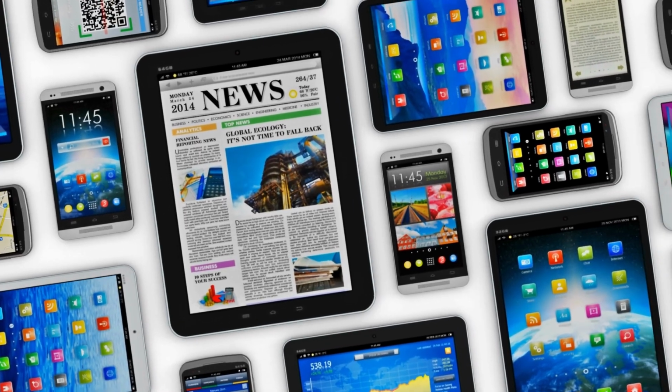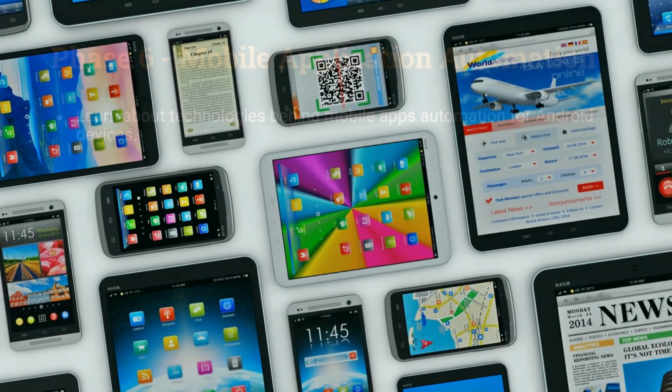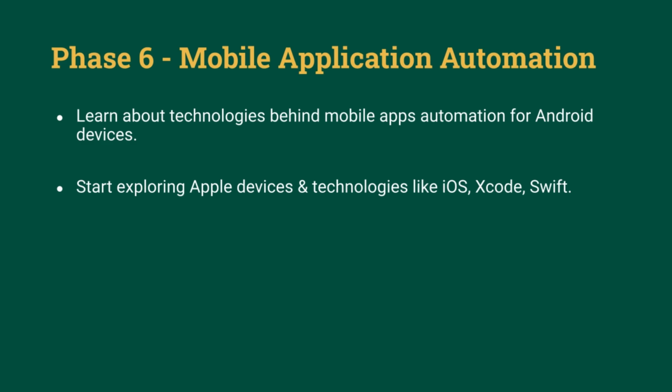Are you interested in testing cutting-edge mobile apps and devices? If so, in Phase 6, you can start learning about mobile applications automation. By automating mobile applications and running test scripts across a variety of device types, you can save a huge amount of time. Also start exploring Apple devices and technologies like iOS, Xcode, and Swift.